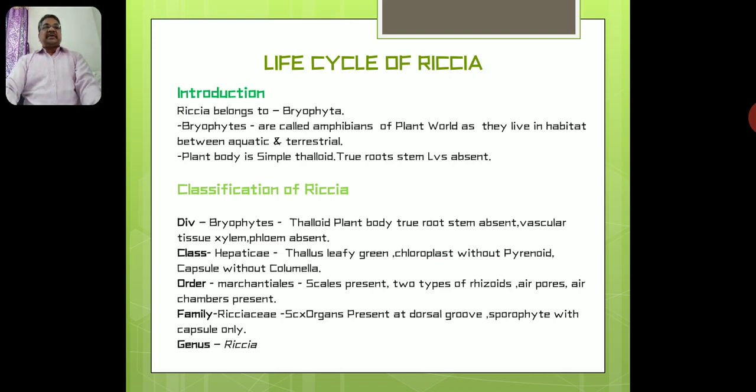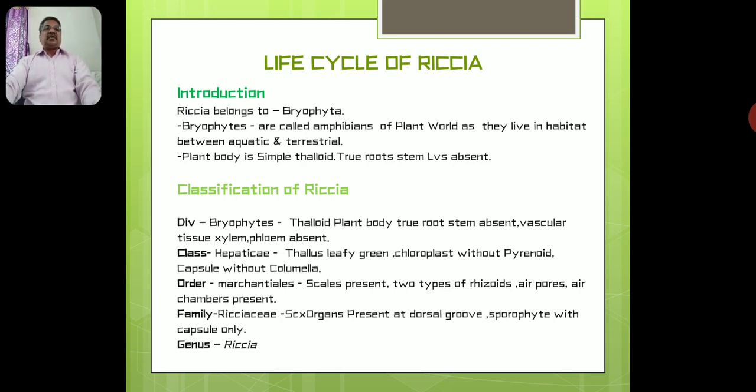The plant body of Riccia, or bryophytic plants mostly, is very simple, and it is called thalloid plant body. It means these plants do not have true root, stem and leaves. So it is called thalloid plant body. Now let us study the classification of Riccia.